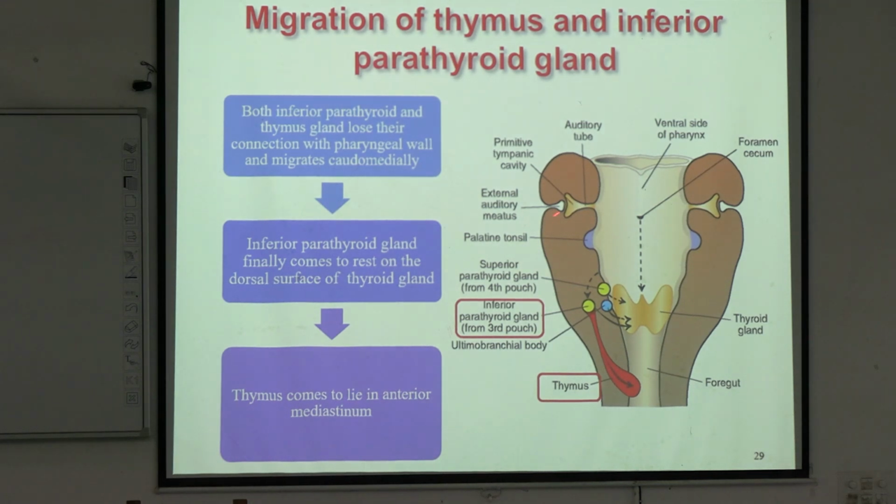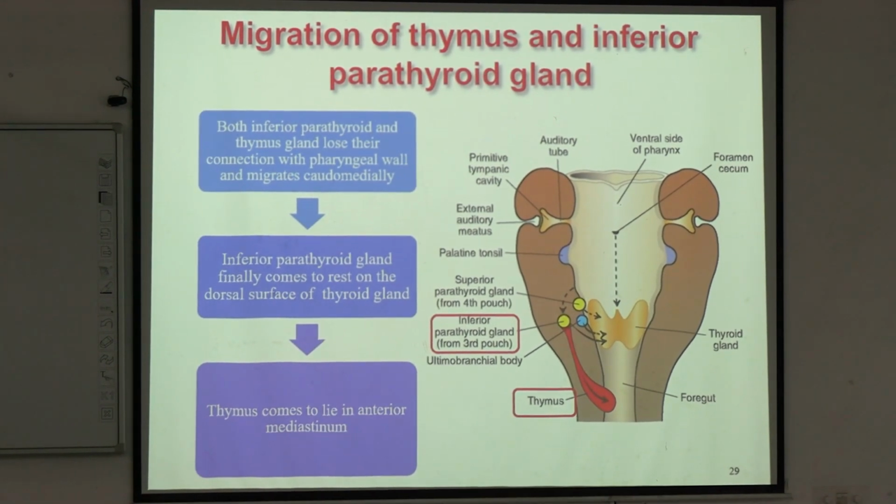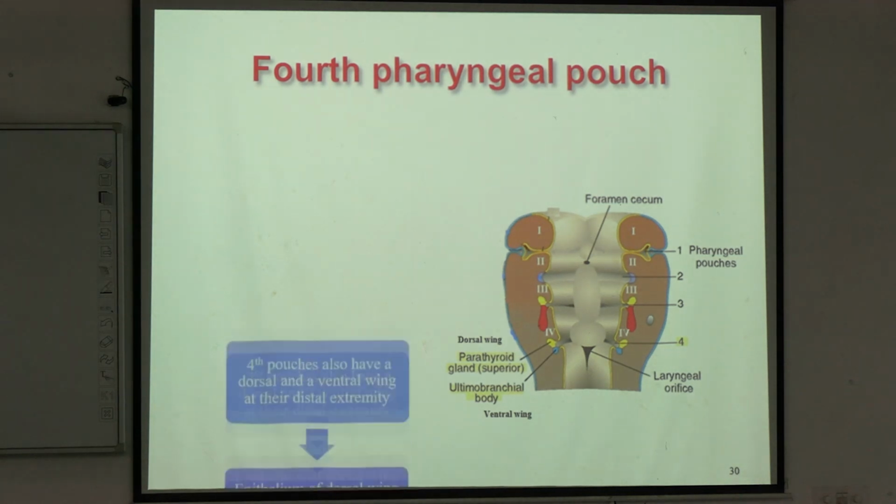So, the first pharyngeal pouch yields the cavity of the middle ear and the eustachian tube. The second one, the tonsillar bed. Third and fourth, the tricky ones. The third one, inferior parathyroid gland and thymus. The fourth one, superior parathyroid gland and the ultimobranchial body, which eventually becomes the parafollicular C cells.